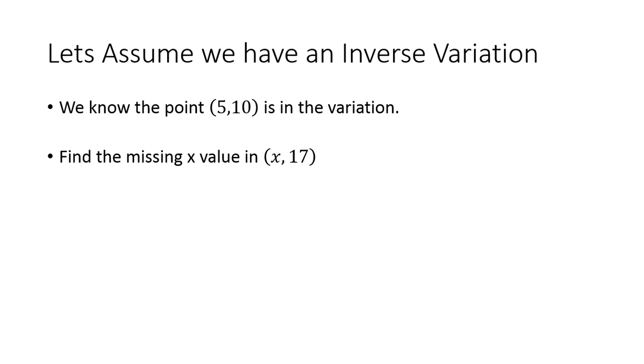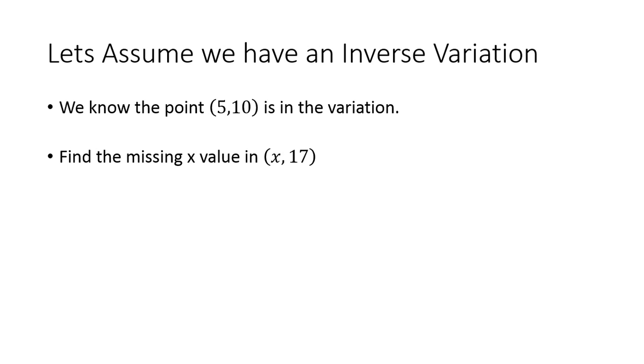Okay, so let's assume that we have a variation, but we're not given an equation. We're given a point that is true about it, and then we're told another point, but we're missing one of the variables. So in this case, we know we have an inverse variation, and one of the points that can be used is (5, 10). The next question is, what's the x value when y is 17? That's basically what that second line is doing. So first thing we have to do is find our equation and then just plug in our number.